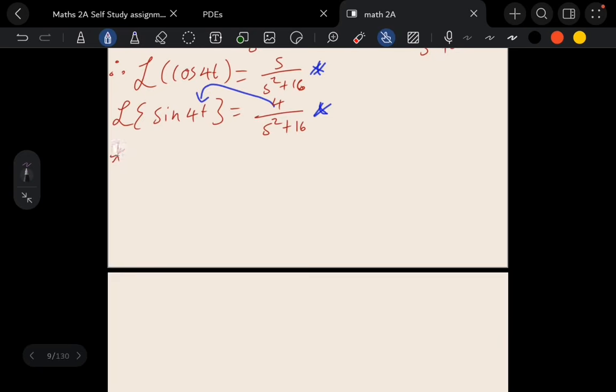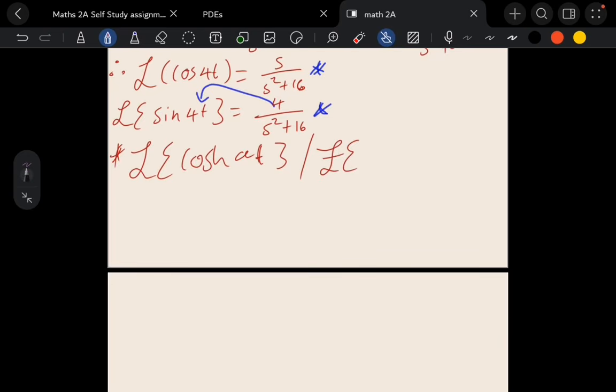And this one is your homework. I'm just going to answer them in class. Find the Laplace transform of cos(at) and the Laplace transform of sin(at). Thank you so much. Bye.